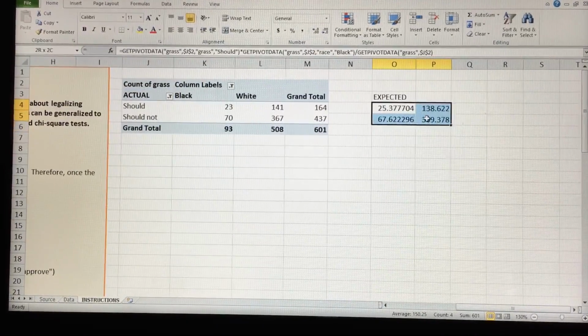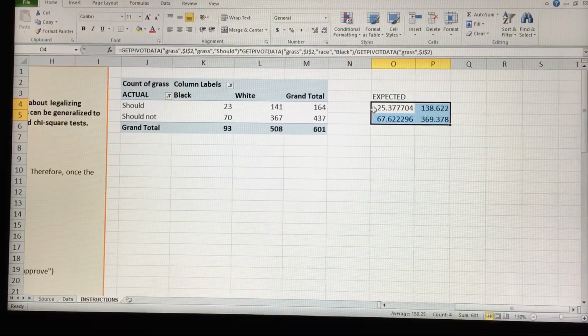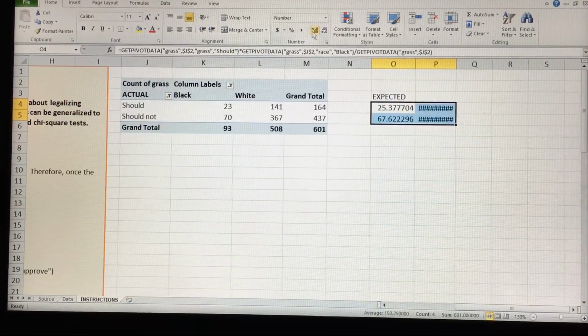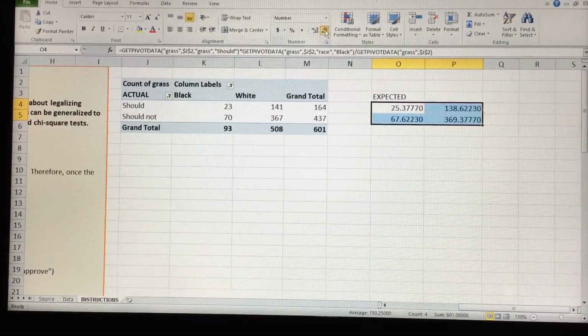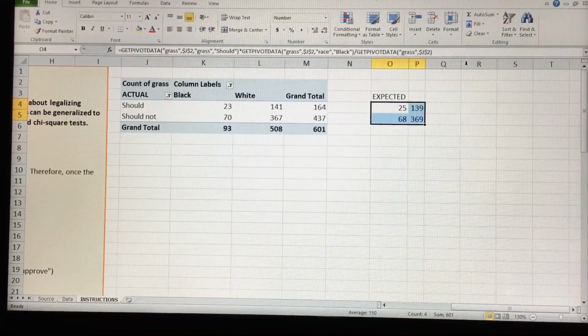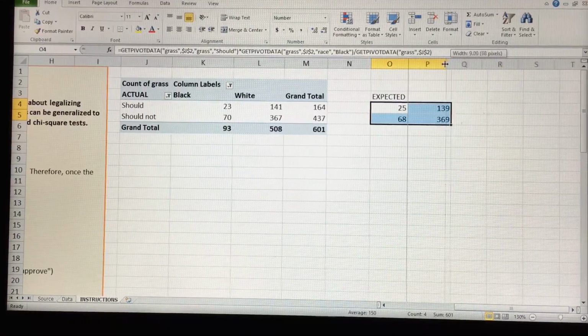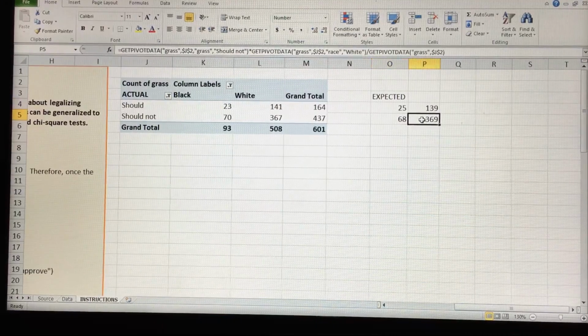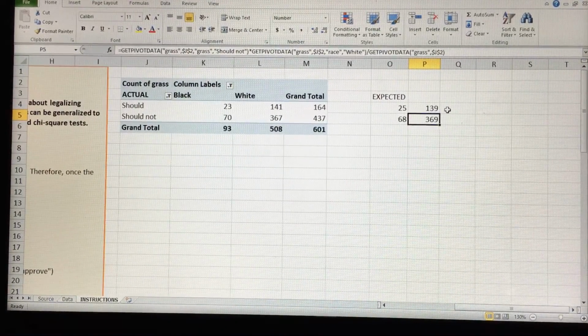All right. Don't like these numbers because there's no such thing as a person that's a third of a person. At least not in today's age. Maybe back in the Jim Crow and prior to that, but we don't believe in those things. You are a whole person, so that whole person is 25, 139, 68, and what is this? 369, sorry.